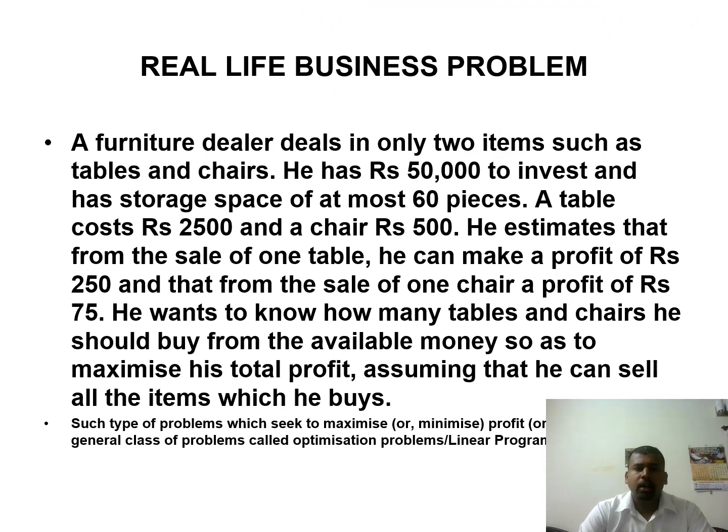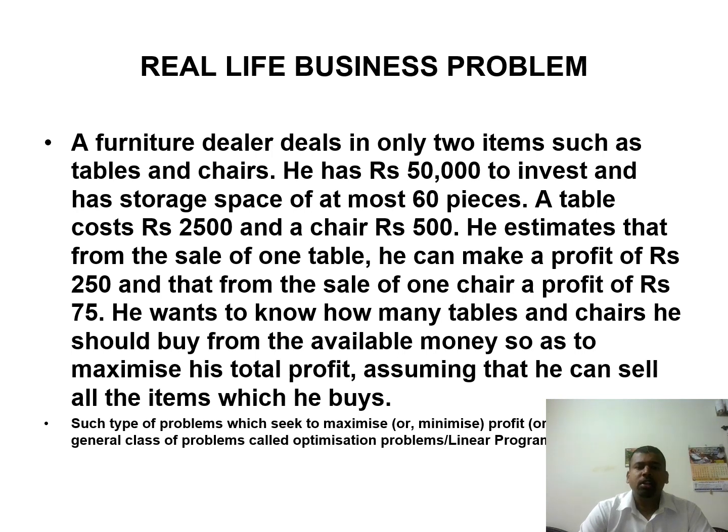Now we are going to take a real-life business problem. For example, take a dealer. He is going to sell two products in the market: one is a table and the second is a chair. The dealer has two conditions. One is an investment of 50,000 rupees. Second, the space available means he can keep only 60 pieces, either tables, or chairs, or a combination of tables and chairs. To prepare one table the cost involved is 2,500, and in preparation of a chair the cost involved is 500.